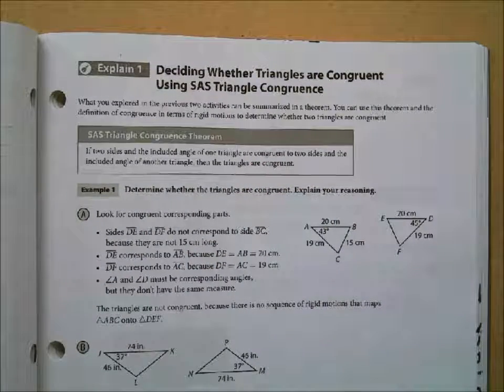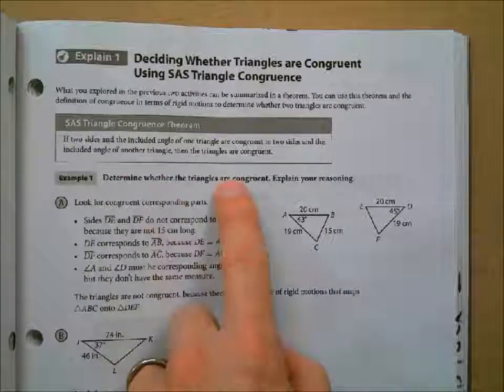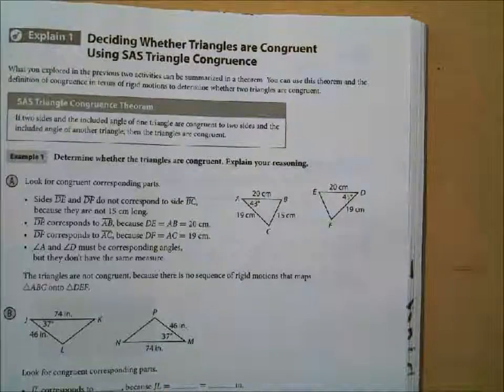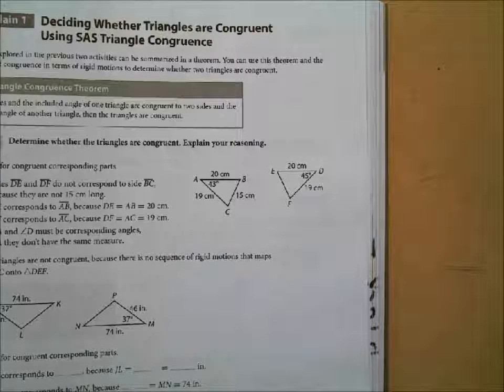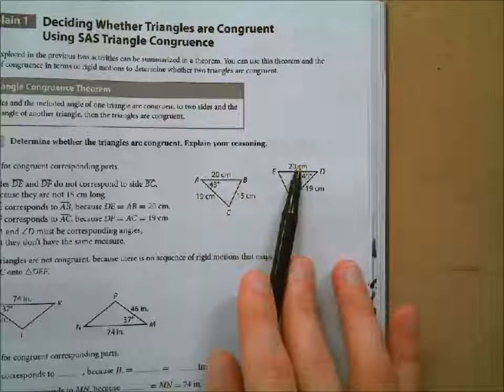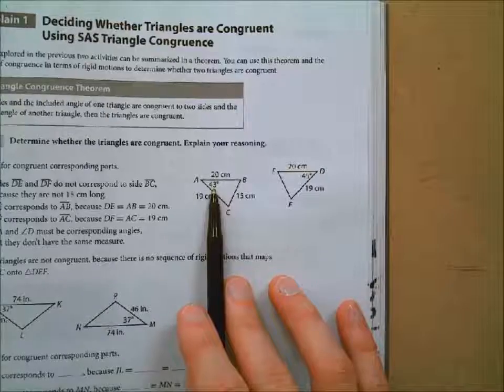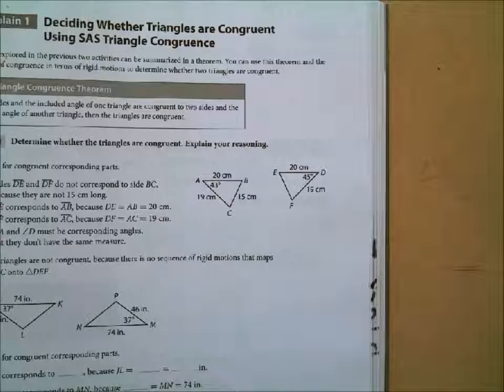So if we look here at our picture, determine whether the triangles are congruent, explain your reasoning. Looking at our picture there on page 247, can we say that these two triangles are congruent? What do we say? So we have a side, 19 centimeters here. That matches to this side, 19. We have 20 matches to 20. This angle, though, between them, the included angle, is 43. This included angle is 45. So can we say the triangles are congruent? No, we cannot. So not necessarily congruent.